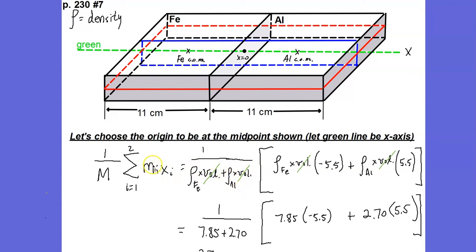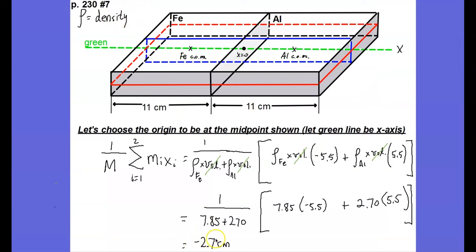And then the mass of each piece, m sub i, is just the density of that section times its volume times its location. Negative 5.5 for the iron and positive 5.5 for the aluminum. You see here, both sides have the same volume. So these 2 volumes cancel with this volume and this volume. And then I just plug in my numbers now, the density of iron and the density of aluminum, and we get negative 2.7 for my x-coordinate. The y-coordinate and the z-coordinate are 0 when I choose this spot to be my origin.